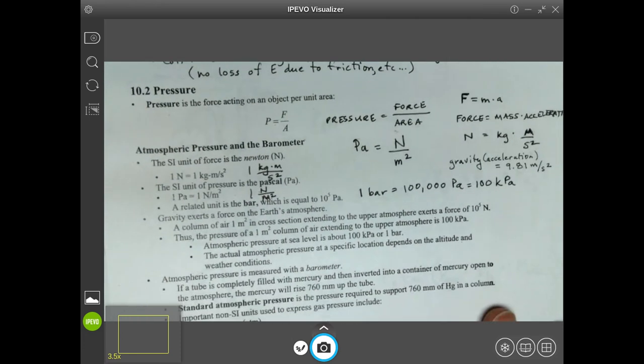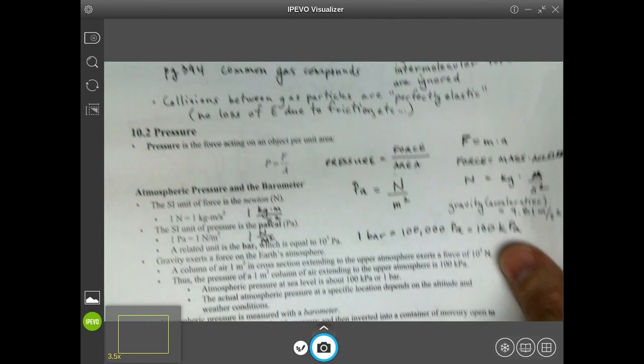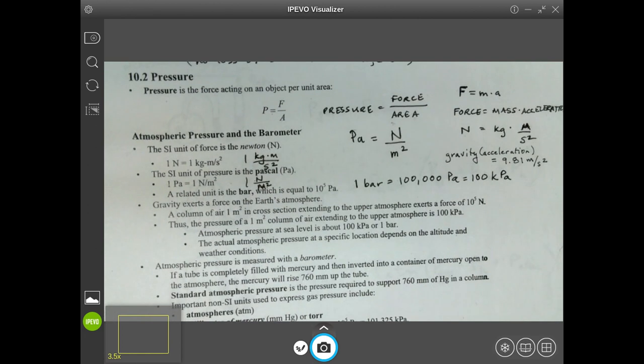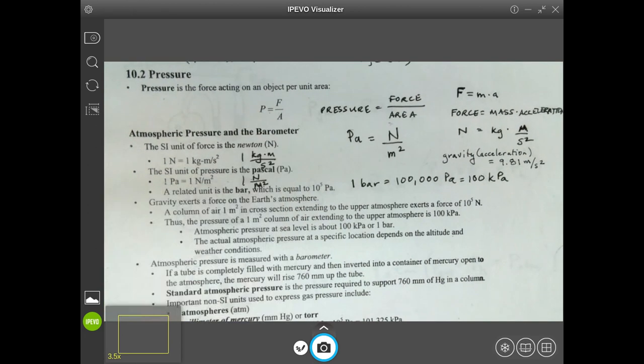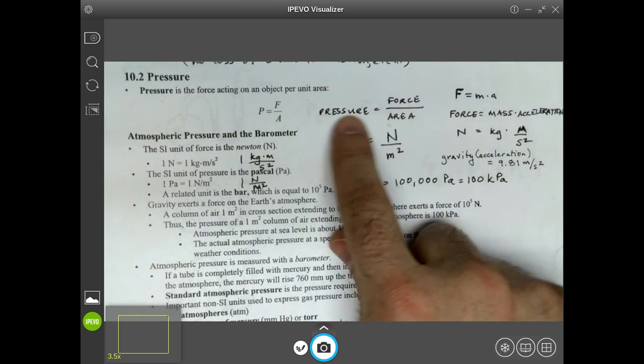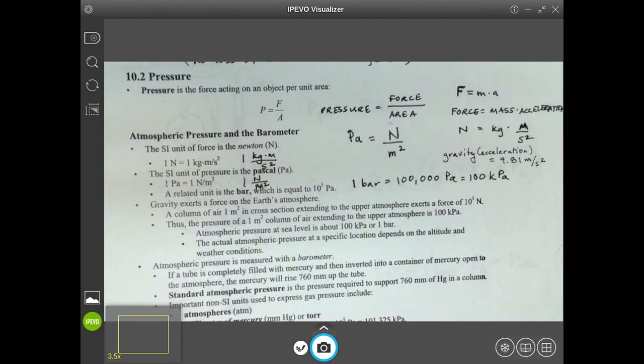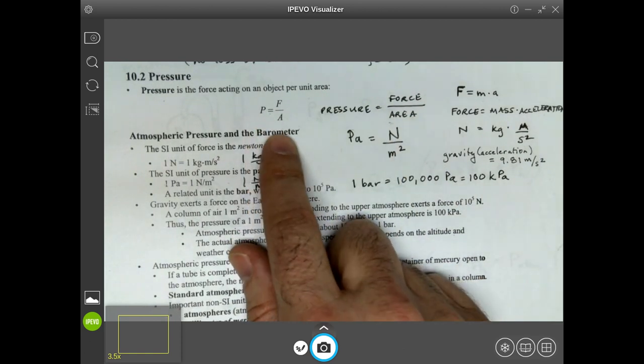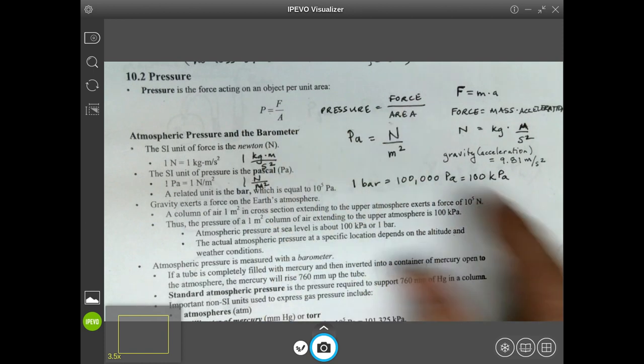All right, 10.2 is on pressure. Pressure is the force acting on an object per unit area. So they give us this equation here. P equals F over A. I wrote out what the variables mean here.